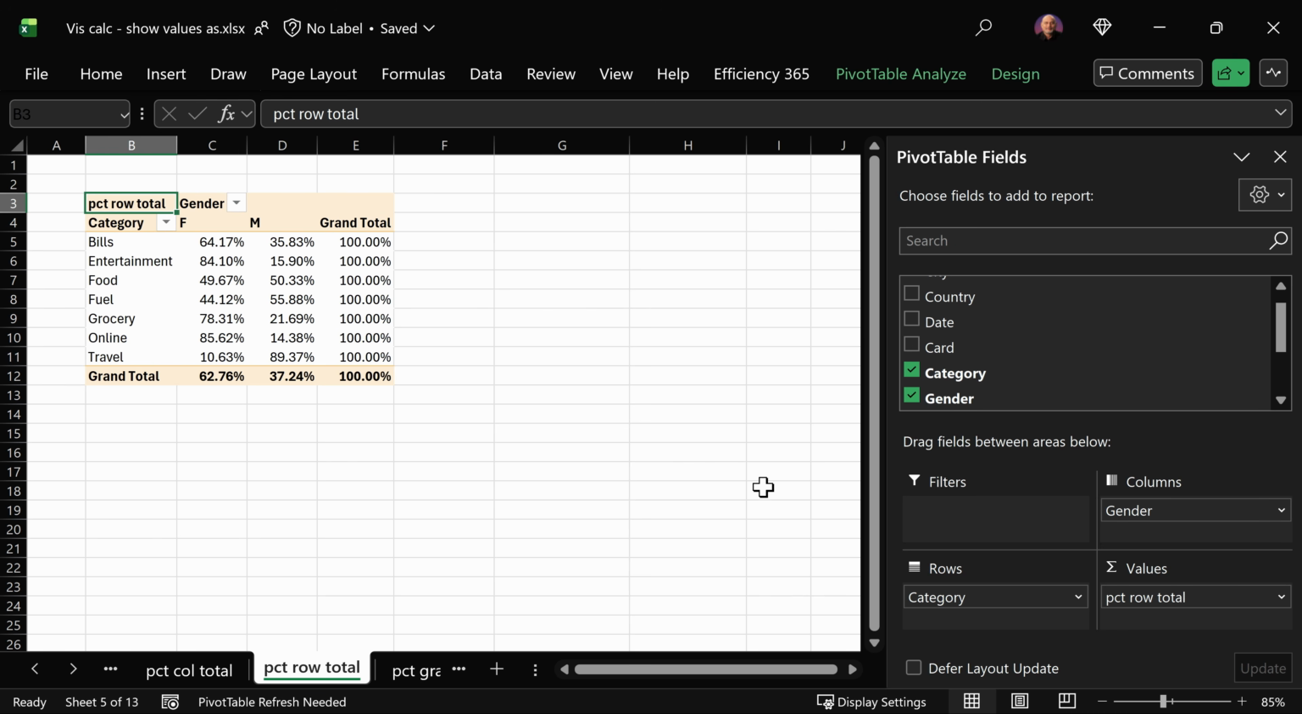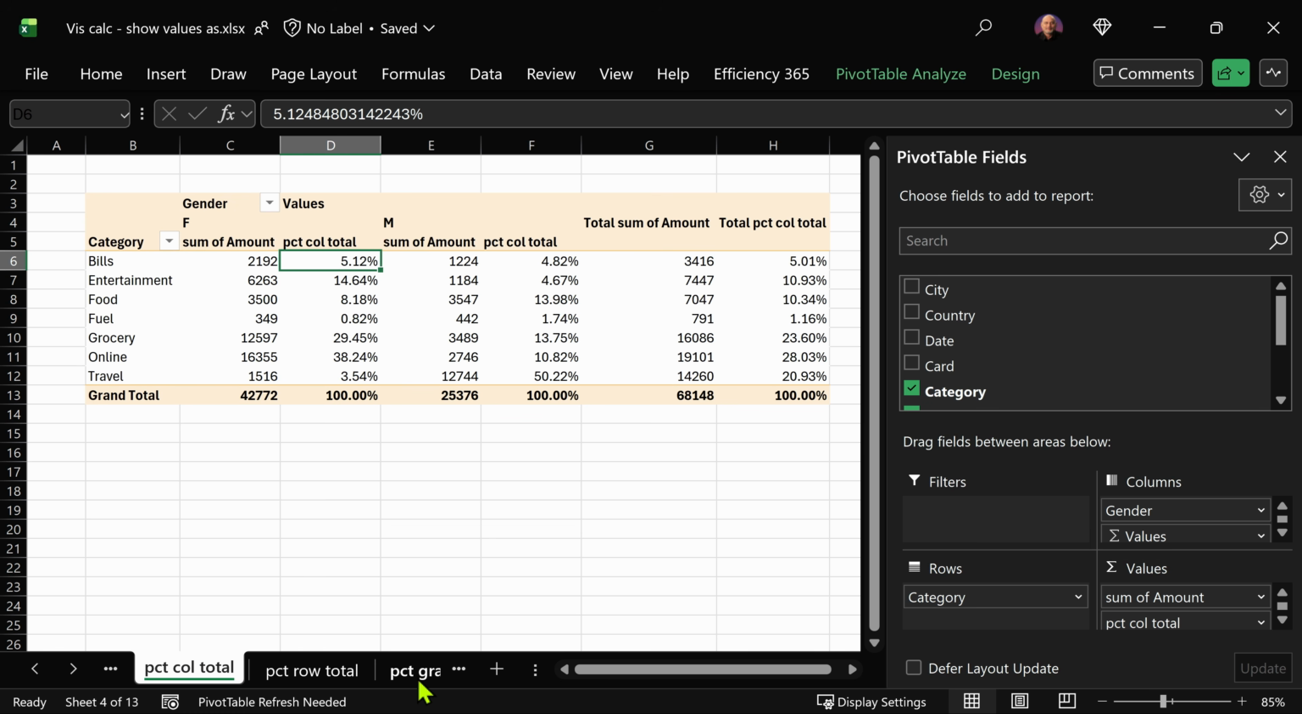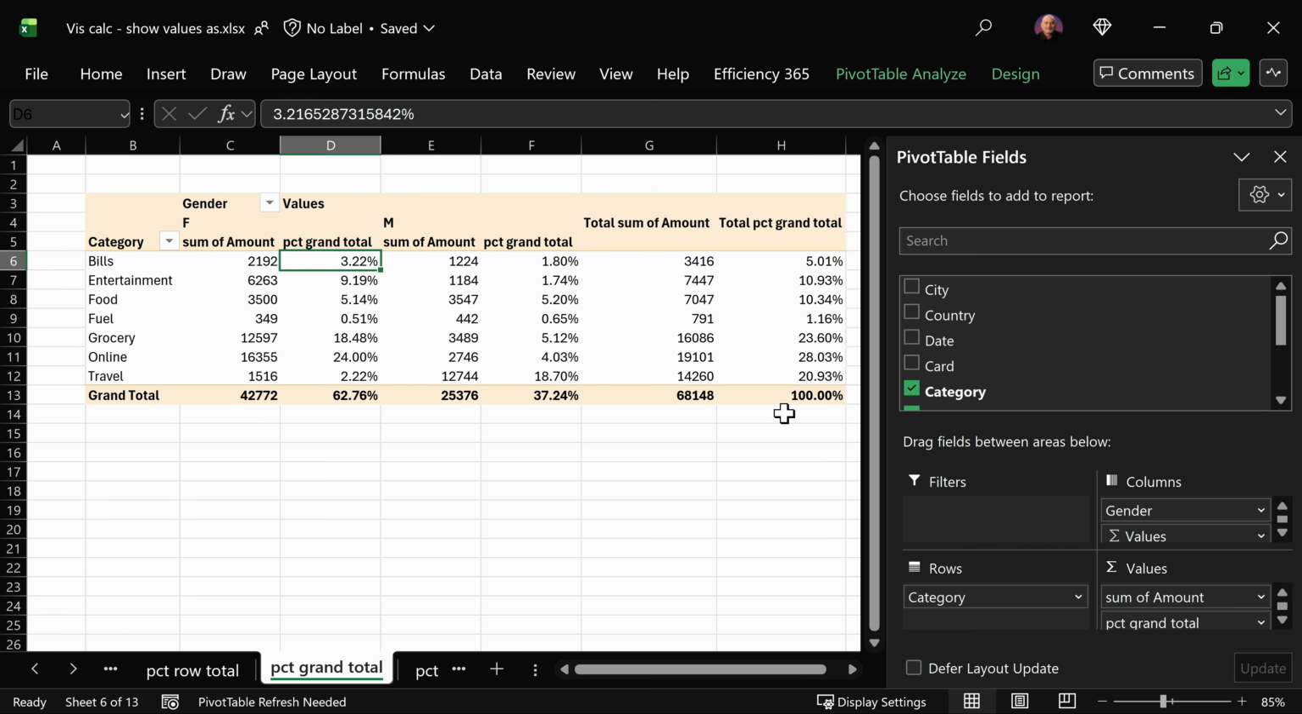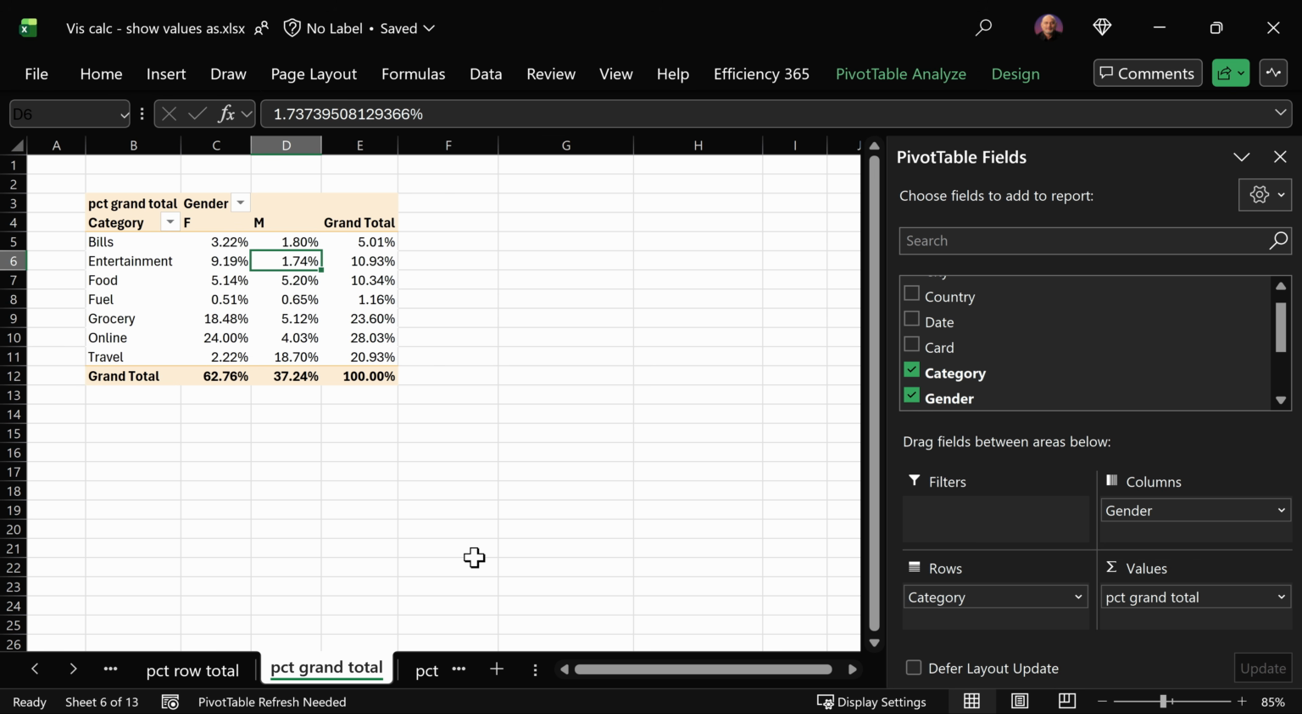Let's move on to percentage of grand total. What does that mean? Here, this is 100. Earlier, columns were 100. But I don't want that. I want only the grand total to be the basis. So now if I see bills 3.22%, what does that mean? Out of all the transactions, the contribution of bills by females is 3.22%. So again, if I remove sum of amount, it will become clearer.